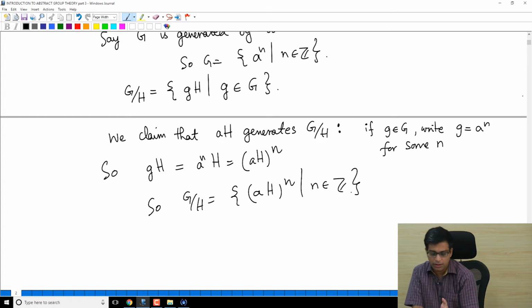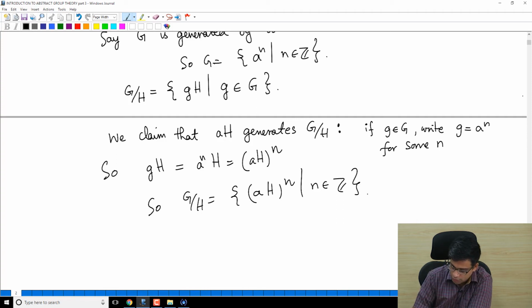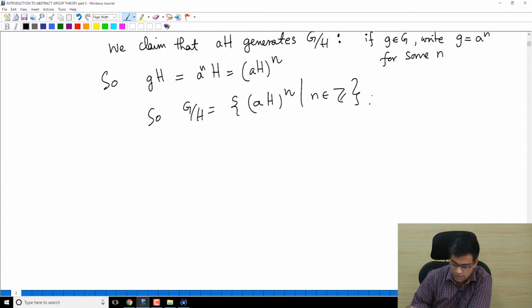Of course, we are not saying that they are all distinct elements. Some of them will collapse. If it's a finite group, for example, they will collapse. But that's irrelevant here. G mod H is generated by aH. So this is the solution. So if G is cyclic, then G mod H is cyclic. And in fact, the coset of the generator generates the quotient group. Let's do one more problem which is very similar and also very easy.